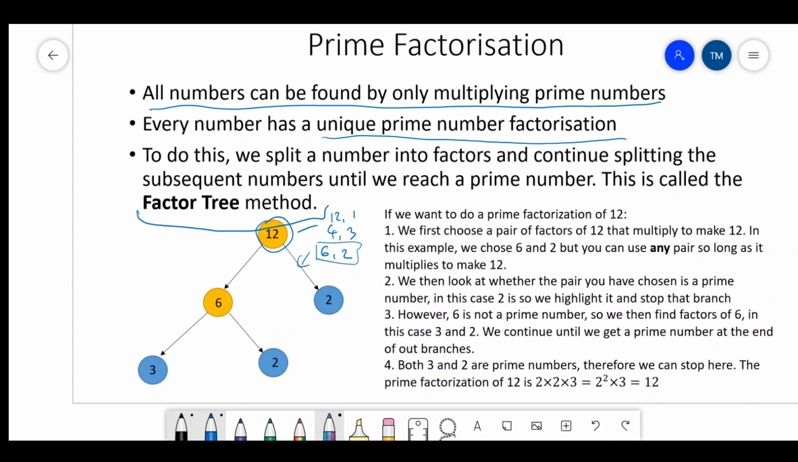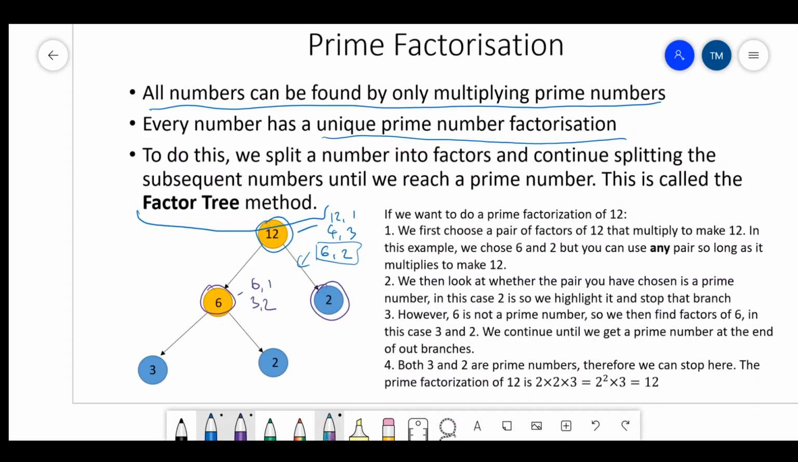So 2 is a prime number. So what we do is we highlight it, as we've done here, and we keep it. We remember it, we highlight it so we can come back to it later on. Then we look at 6. Well, 6 is not a prime number. 6 has the following factors: 6 and 1, and 3 and 2.